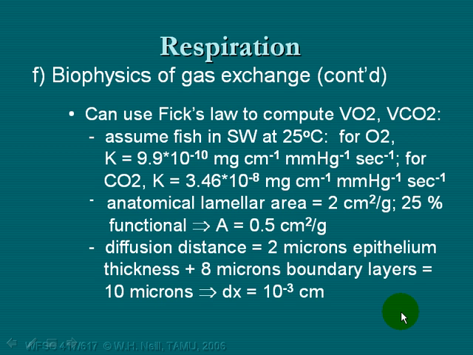So I'm going to assume fish in seawater at 25 degrees centigrade. For oxygen, the Krogh coefficient, and you have to take my word for this, it's a tabled value, is 9.9 times 10 to the minus 10th, and look at the dimensions on that: milligrams of oxygen per centimeter per millimeter mercury pressure per second. Those are the dimensions of the Krogh coefficient.